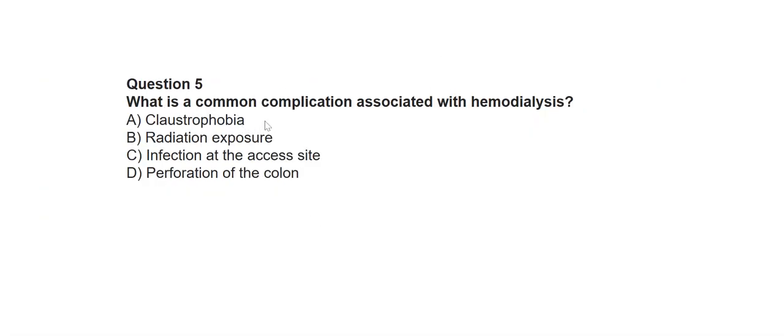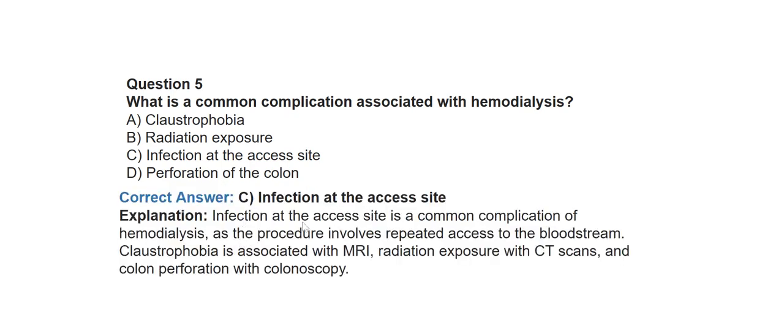Question 5. What is a common complication associated with hemodialysis? Is it A, claustrophobia, B, radiation exposure, C, infection at the access site, or D, perforation of the colon? So it is C, infection at the access site. Infection at the access site is a common complication of hemodialysis, as the procedure involves repeated access to the bloodstream. Claustrophobia is associated with MRI, radiation exposure with CT scans, and colon perforation with colonoscopy.